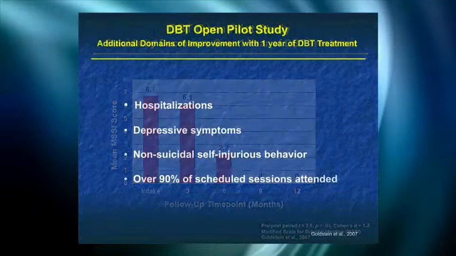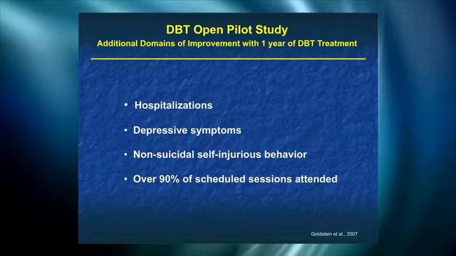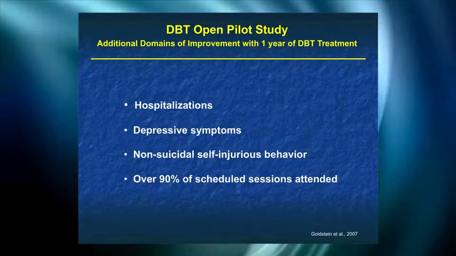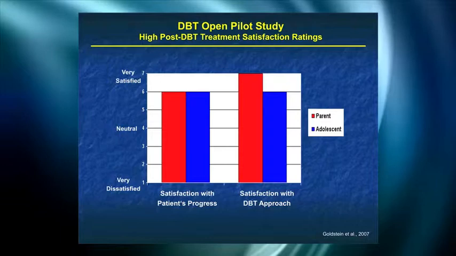Other domains of improvement that were measured over the first year of open label treatment were the number of hospitalizations, depressive symptoms, and non-suicidal self-injurious behavior. All of those improved over the course of the year, and over 90% of scheduled sessions were attended, which speaks to the palatability, if you will, of the intervention. And they had high treatment satisfaction ratings.